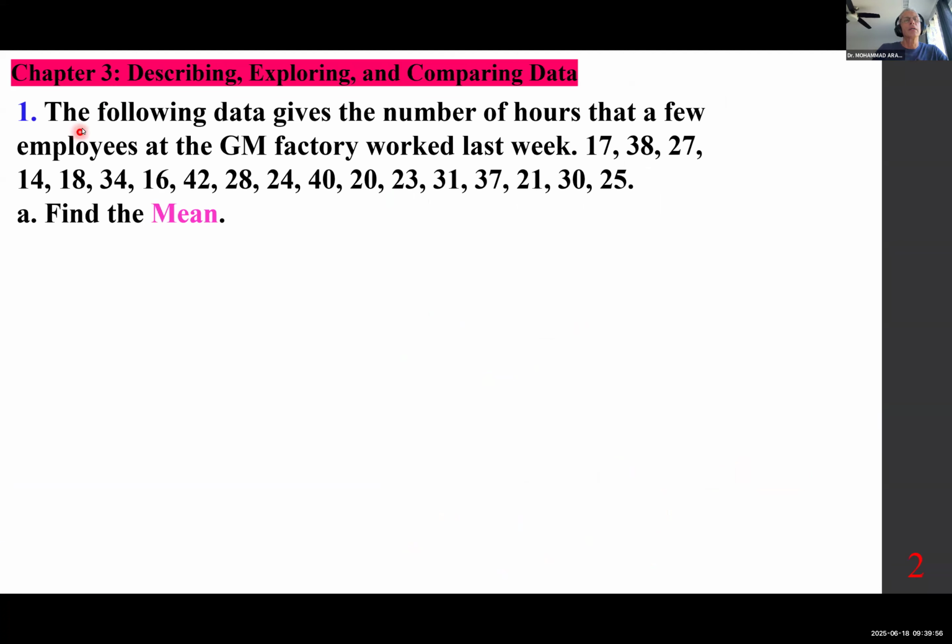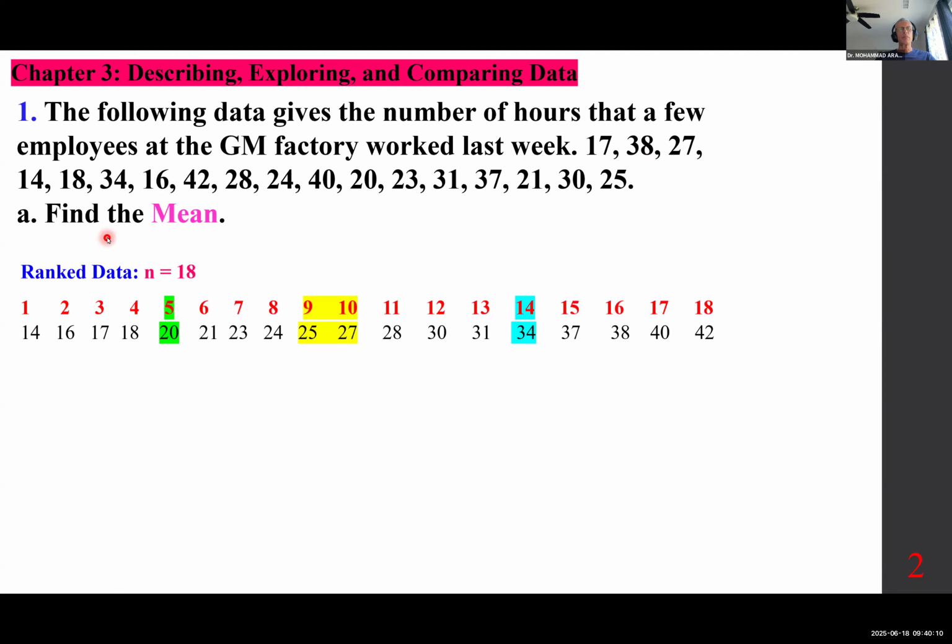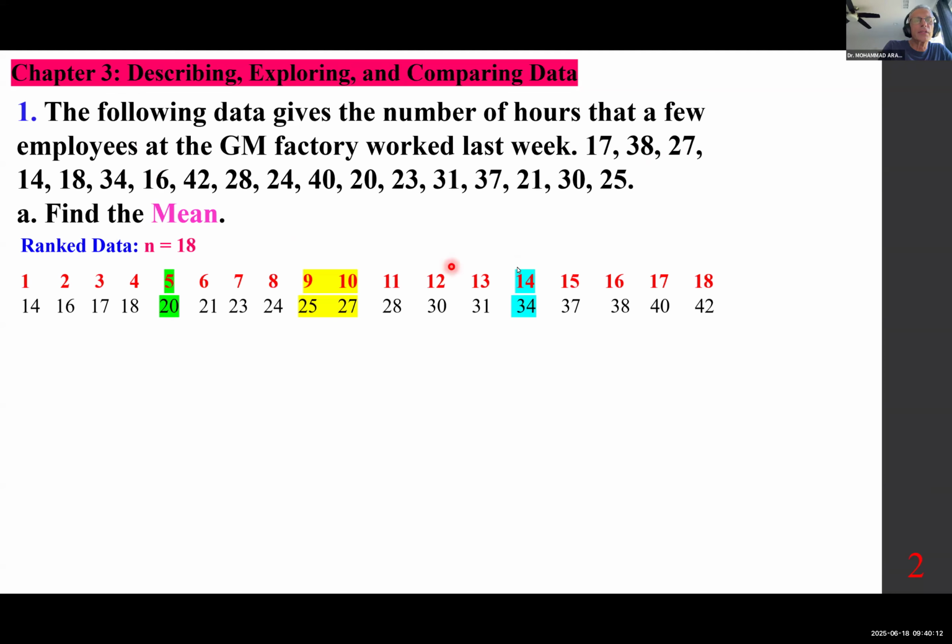Number 1. The following data gives the number of hours that a few employees at the GM factory worked last week: 17, 28, 27, and so on. Find the mean. There are other things that we want to find. So we're going to rank the data. N equals 18. There are 18 pieces, and we rank them from smallest to largest.